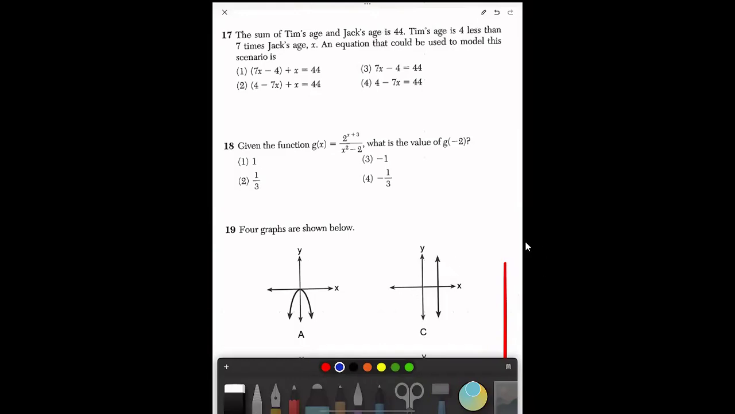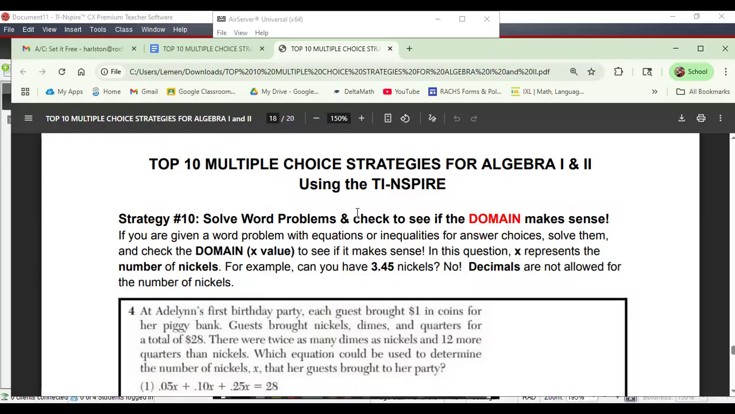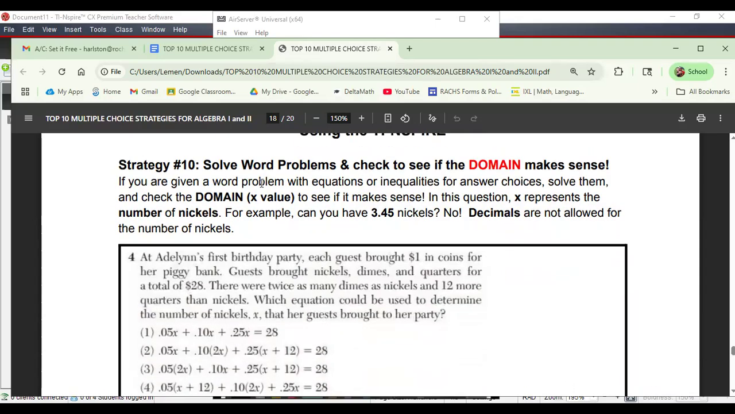All right, so I need this. All right, here's what it's called. I called this strategy 10. I said when you're solving word problems, check to see if the domain makes sense. And what I meant by that is if you're given a word problem and once you solve for whatever the x is, check it to make sure it makes sense, right? And I'm going to explain exactly what I mean by using this.